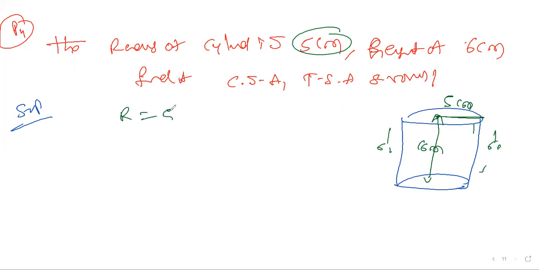So what is the radius? 5 centimeter. What is the height of the cylinder? 6. And this is the data they mentioned. Now after taking the data, you people have to start working over here. Number one, what is mentioned? LSA. The lateral surface area of a cylinder is 2 pi RH. The formula is 2 pi RH.